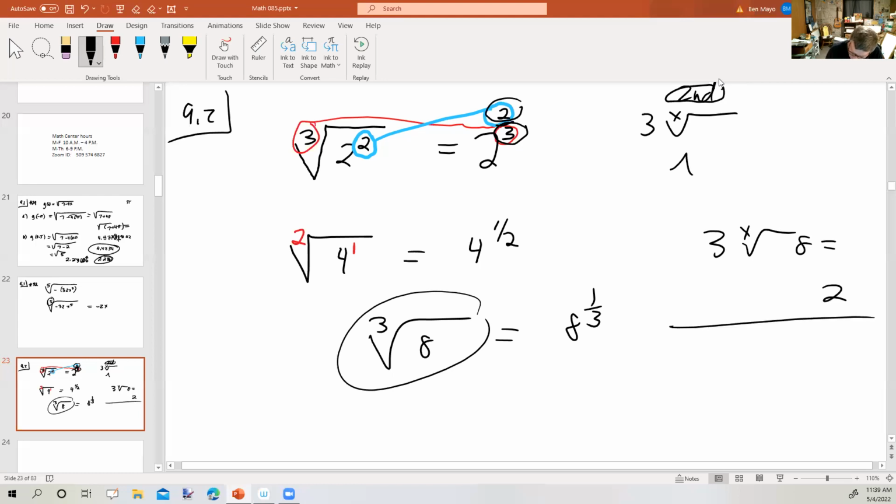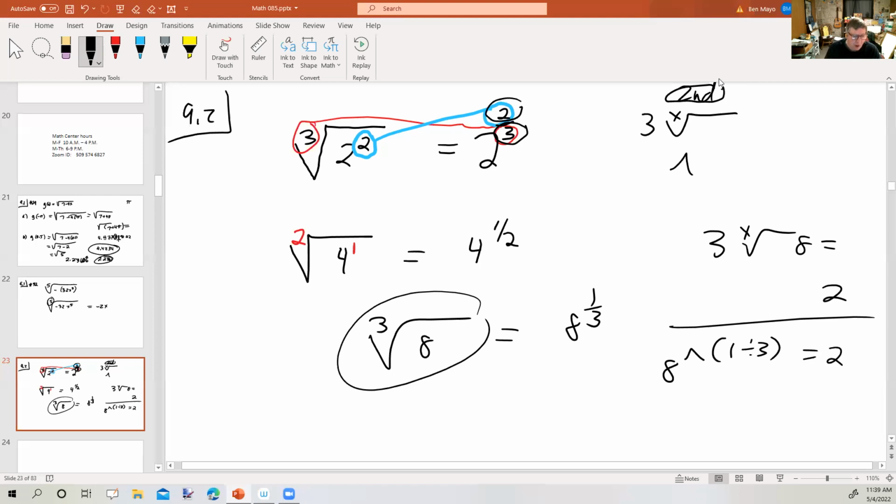Doing it this new way, you'd put 8 and then the little caret, parentheses, 1 divided by 3, close parentheses. So 8, caret, parentheses, 1 divided by 3, close parentheses, and you also get 2.